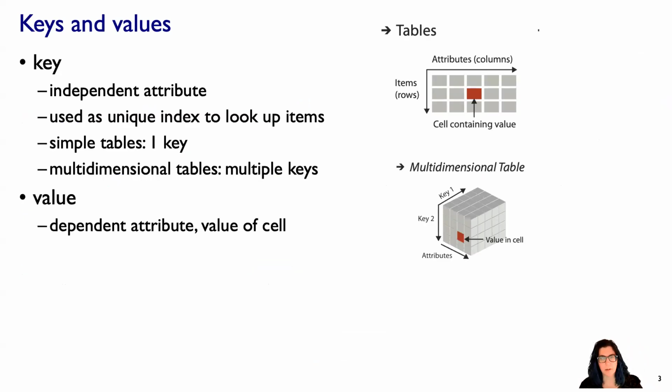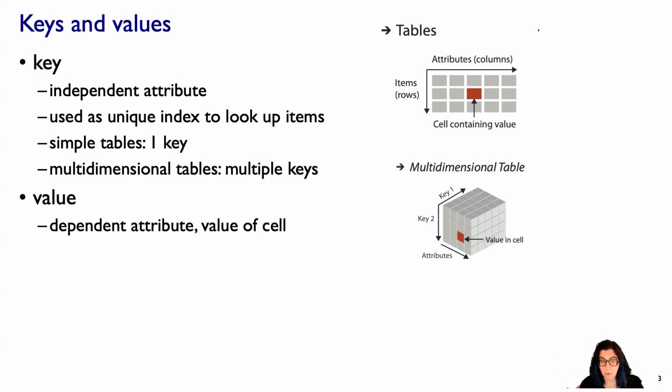So big idea with tables is we want to think of them in terms of key and value attributes. By key, I mean an independent attribute, to use the language of stats. To use the language of computer science, if you were looking up items in an array, we would think about how many unique indexes do you need. It needs to be unique so you can look it up. In a simple table, that's just one key. You can think about it as a spreadsheet. The rows are items, the attributes are columns, a cell contains a value.